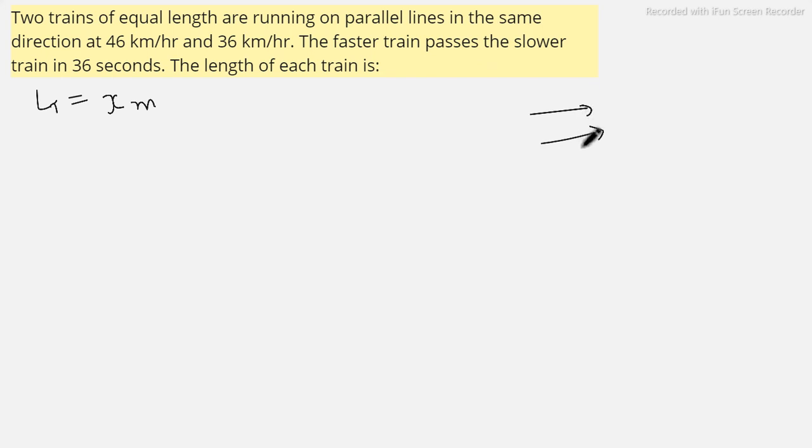So when both of the trains are running in the same direction, the effective speed is given by, suppose this is a and this is b kilometer per hour, a minus b, because both are running in the same direction. So effective speed here will be a minus b. So here effective speed is 46 minus 36, that is 10 km per hour.